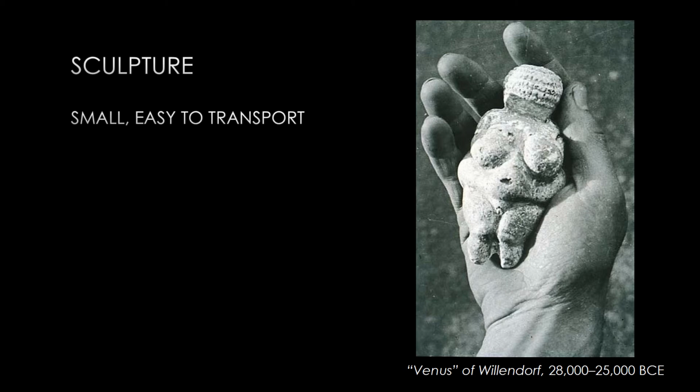This makes sense. These are, again, hunter-gatherers. They're on the move. They don't have cars. They don't have wagons. They really don't have a lot of ways to carry a lot of objects. So the objects that they do take with them tend to be very small so that they're easy to move.